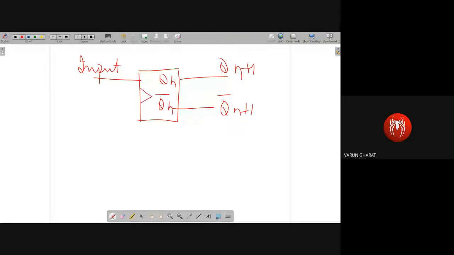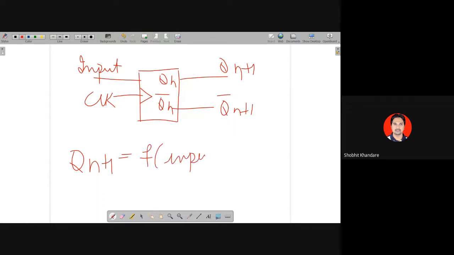Yes, sir. So this is the symbol of a flip-flop. I was talking about the state, and I have given you an equation: your present output depends upon the present input as well as the past output. So Qn is the past output, this is the present input, and Qn plus 1 is the present output.